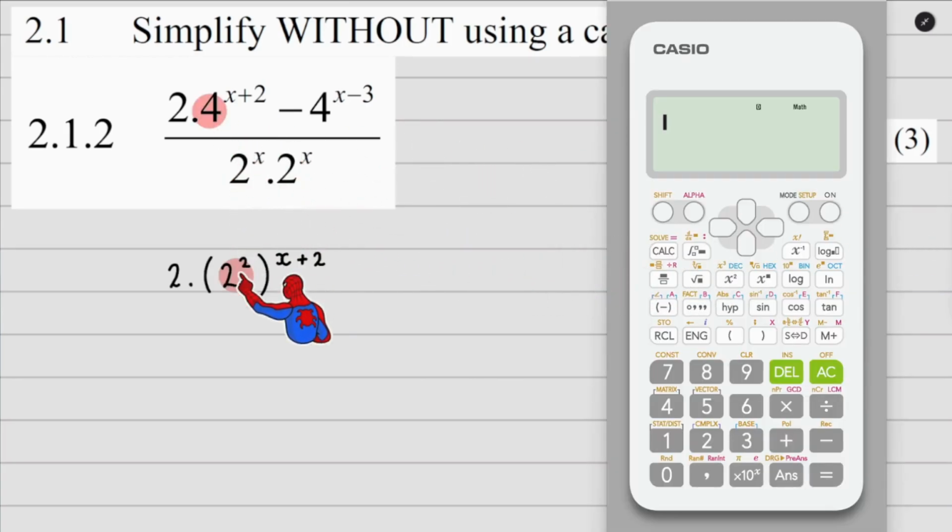So I just changed the 4 to 2 squared. Just remember to keep it wrapped in brackets. And there is a way to check that with your calculator. So you press 4 and then equals.